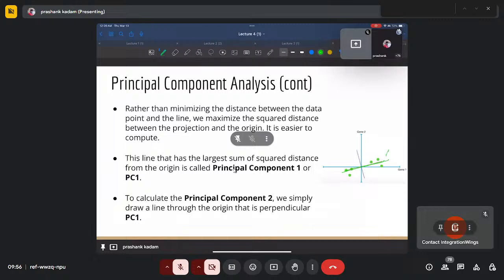Once we get that line, this line is called our principal component 1. And then from the origin itself, we draw a perpendicular to this line, and this becomes your second principal component, principal component 2. And of course, this is two-dimensional data, so you could only have two components.